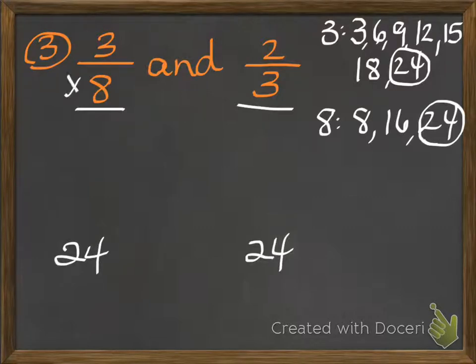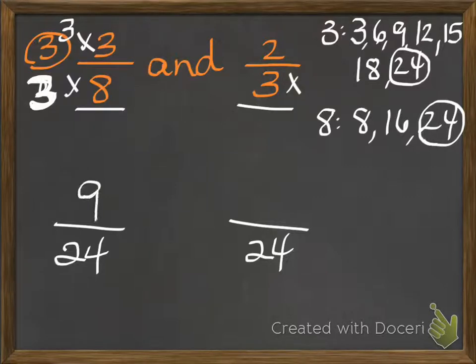And I multiply to get to 24. I'm going to have to multiply 8 times 3, not 8 times 4. 8 times 3 will equal 24. Whatever I do to the bottom, I have to do to the top. So I'm going to multiply 3 times 3 to get 9.